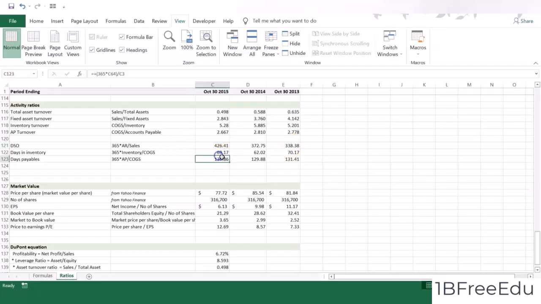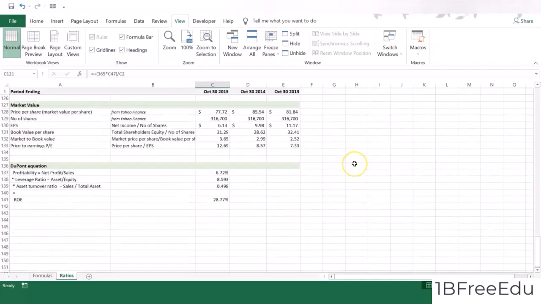And we have enough inventory to maintain business for 69 days, but we need to pay our suppliers very quickly, within 136 days. There's a huge mismatch between this number and this number. So we have to wait a long time to get paid, and we have to pay our obligations quickly. Then we have our market value ratios.